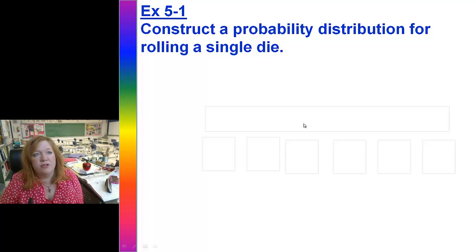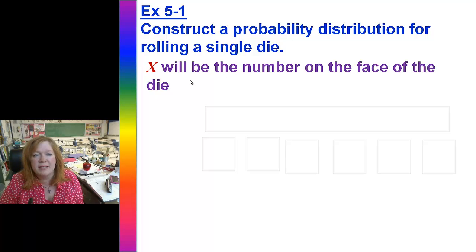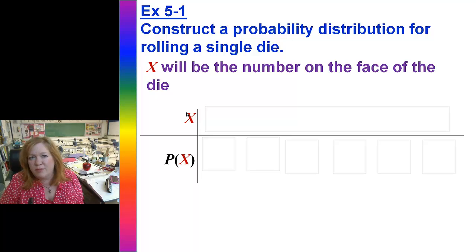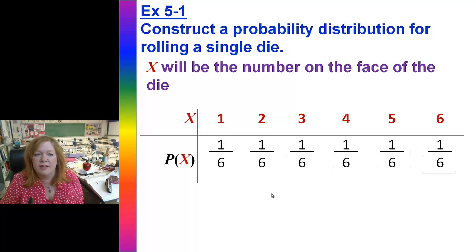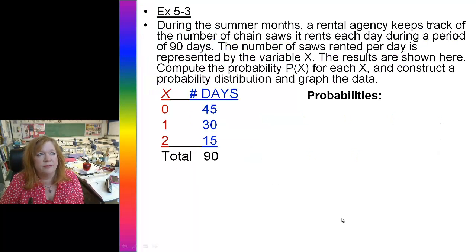Construct a probability distribution for rolling a single die. So what they mean by that is x is going to be the number on the face of the die. So what numbers are on the face of the die? 1, 2, 3, 4, 5, 6. And each of them is equally likely. You have 1 out of 6 for each of them for the probability distribution, theoretically. And if you notice, they'd all add up to 1. That's all there is to it.